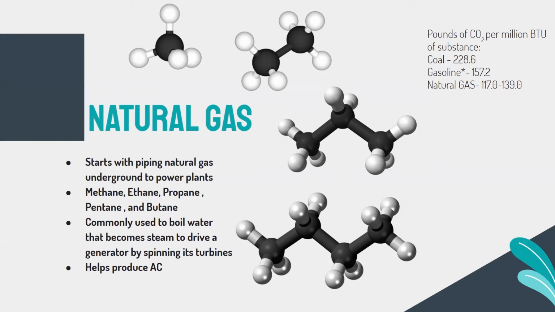Natural gas starts with piping the natural gas underground to power plants. We use the gases methane, ethane, propane, pentane, and butane. Butane is not listed here, for those of you who are inclined to know chemistry or have an affinity for it. And it is commonly used to boil water that becomes steam to drive some kind of turbine and spin that turbine. And this, using natural gas, helps produce alternating current.